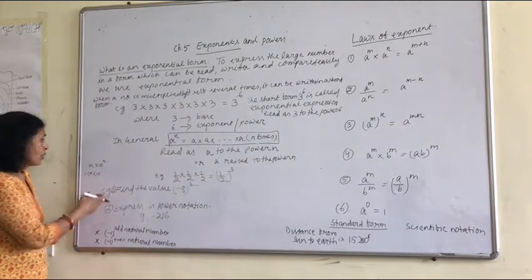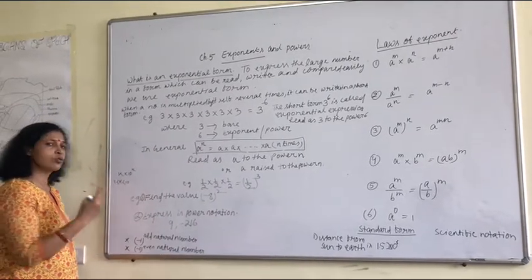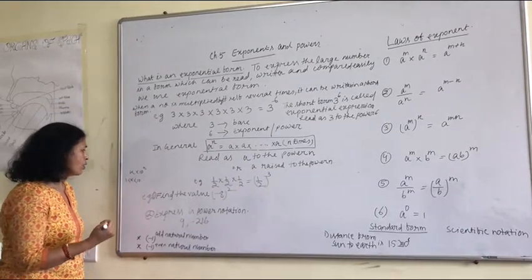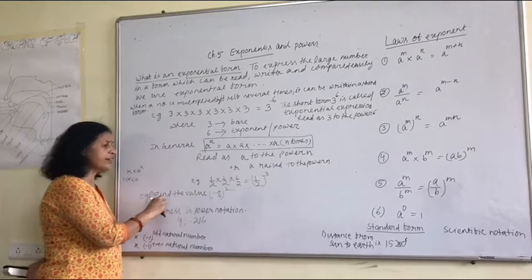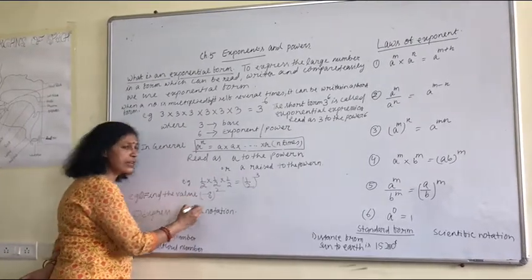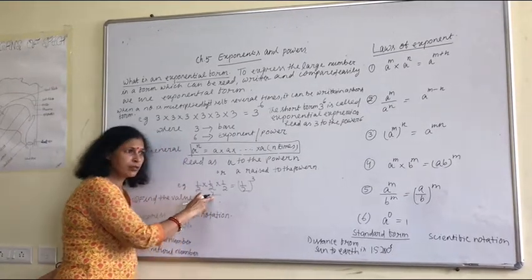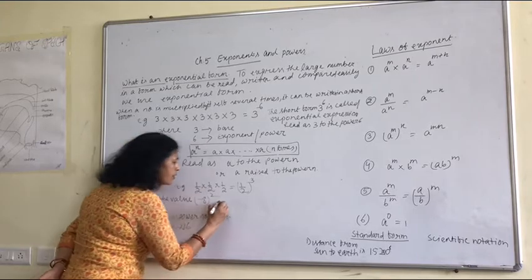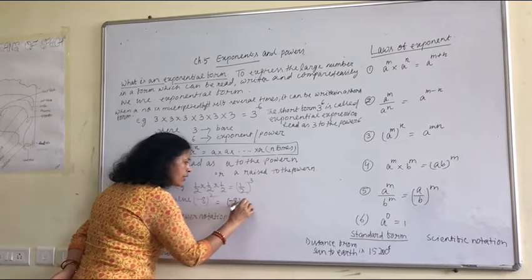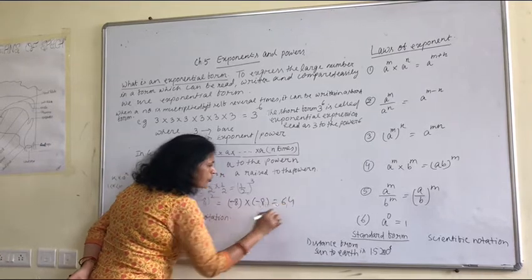One more example. Two types of questions arise here. Take the first question: find the value of minus 8 to the power 2. That means minus 8 squared. Power 2 means you multiply 2 times. Minus 8 into minus 8 is 64.